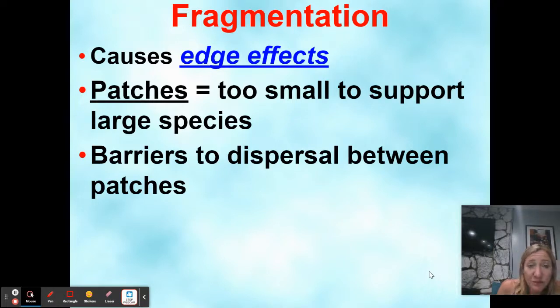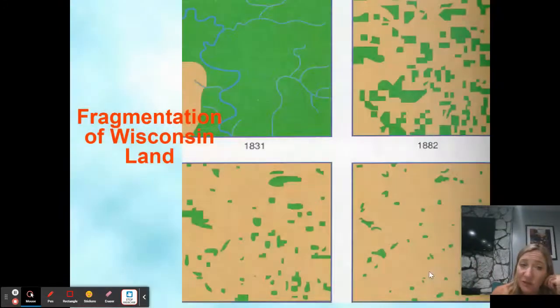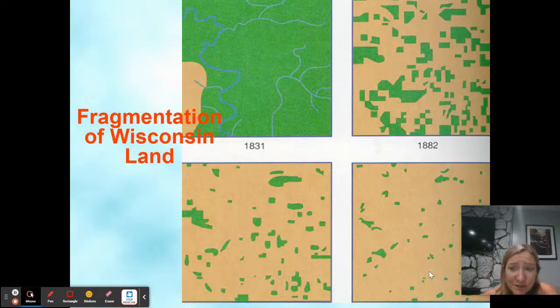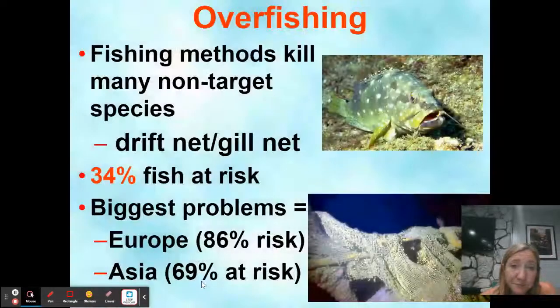And if you have fragmentation, sometimes you have barriers to dispersal between patches, meaning that, again, you don't have that connection between this group over here being able to mate with this group over here, and you lose that genetic diversity. This is just examples of fragmentation in Wisconsin. These are in the 1800s. These top pictures, I can't see in this picture where these later ones are, but even in those 50 years, it's significant fragmentation, and very little is left to communicate between those two groups.